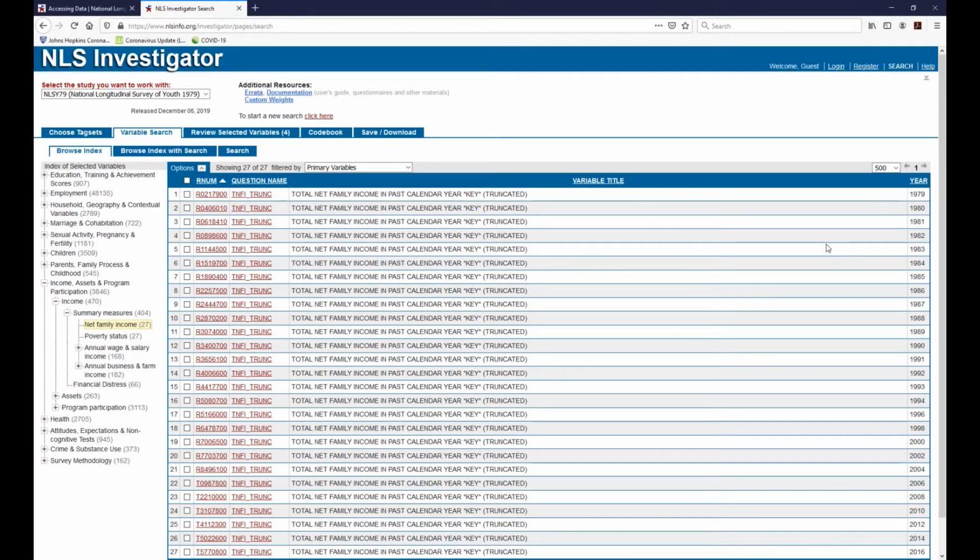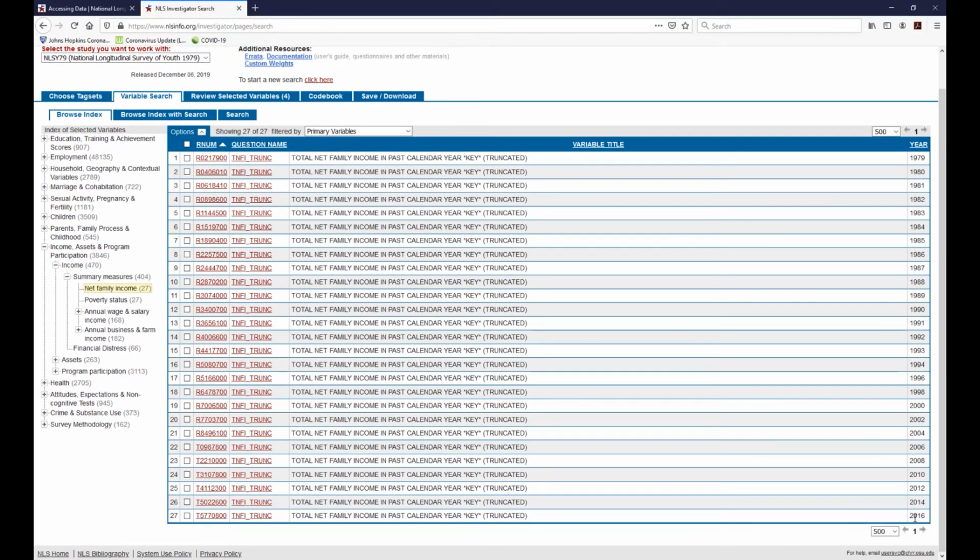Here you have data that started in 1979 all the way up to 2016, and it tracks the income of a particular individual or of a particular household over time. Okay? Now, today we are going to look at how to analyze this data.